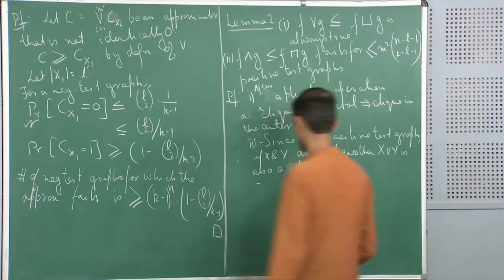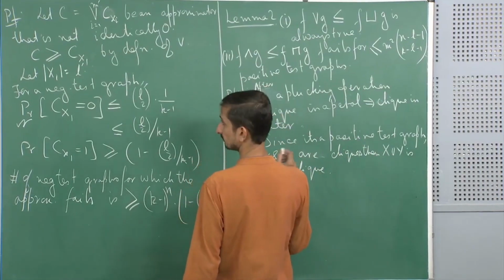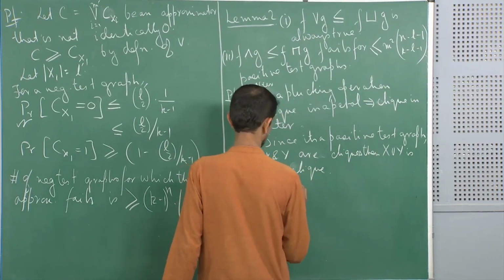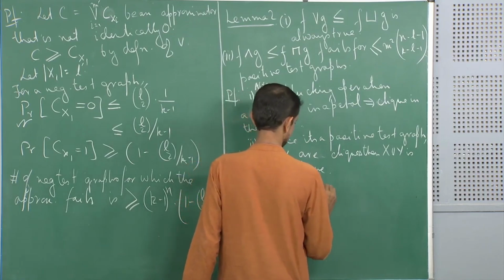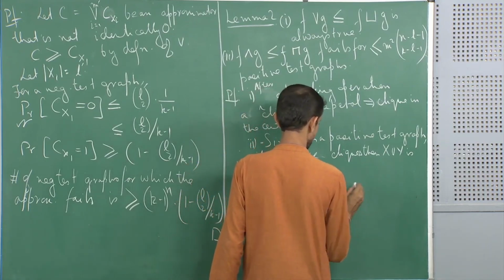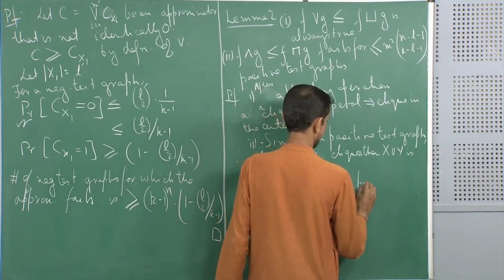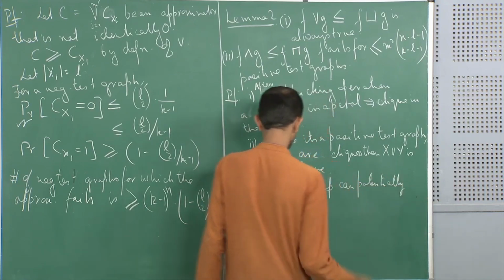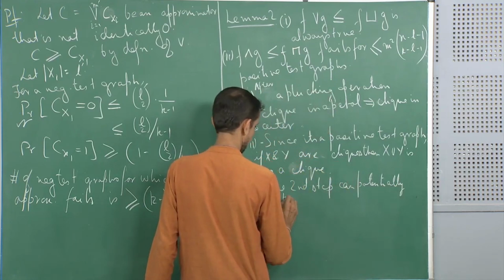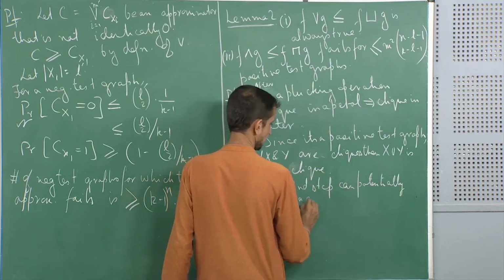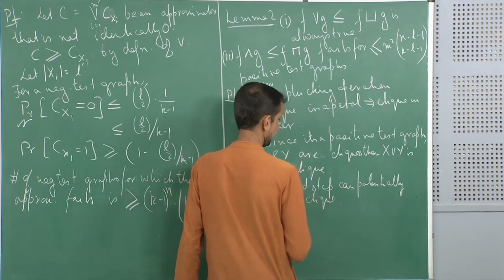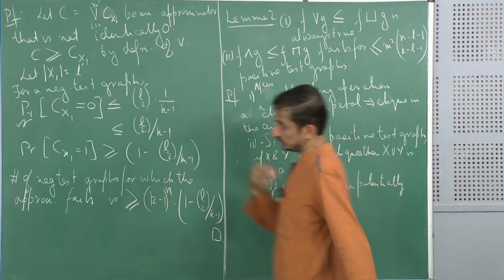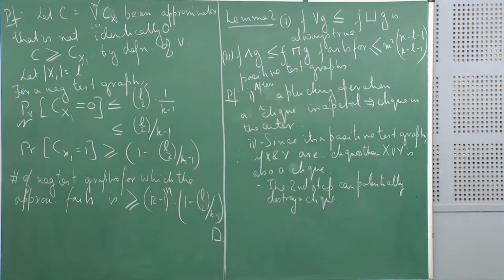Okay. So the second step can potentially destroy a clique. So what do we need to count?